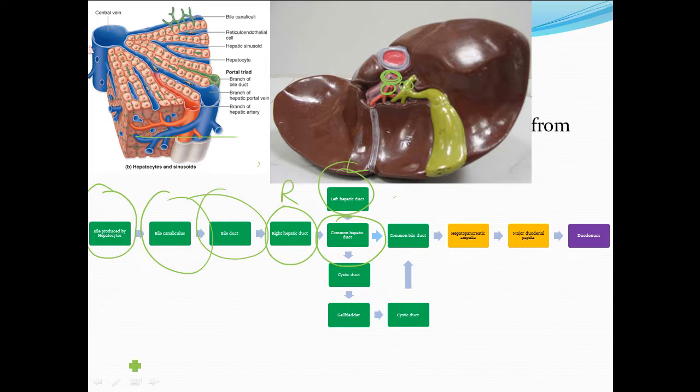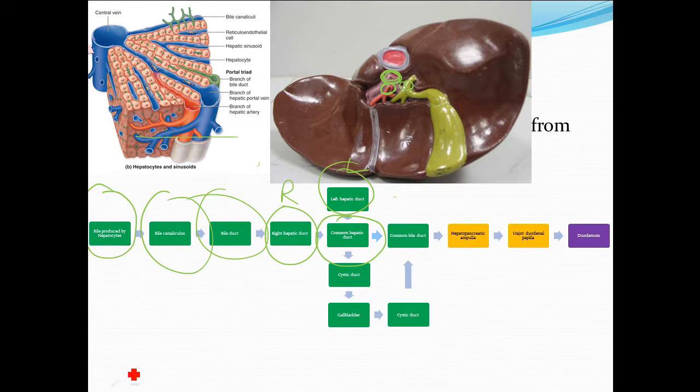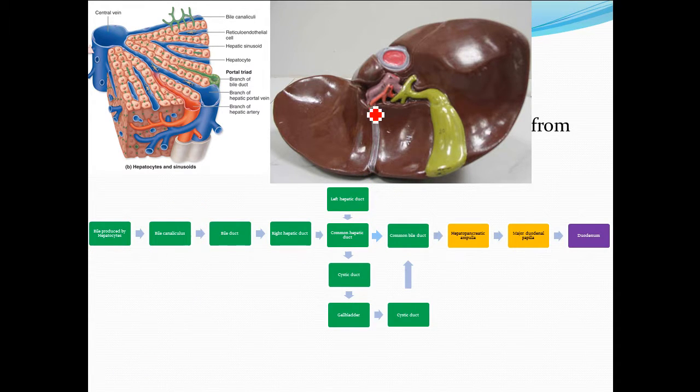Oh, sorry, my bad. Let me take this off. Okay, these are all coming off the liver, right? So if you look at this one here, this is coming from this lobe over here. So that's the left hepatic duct here, and this one here is coming from the right lobe. That's the right hepatic duct. And now that they fuse over here, this is called the common hepatic duct.